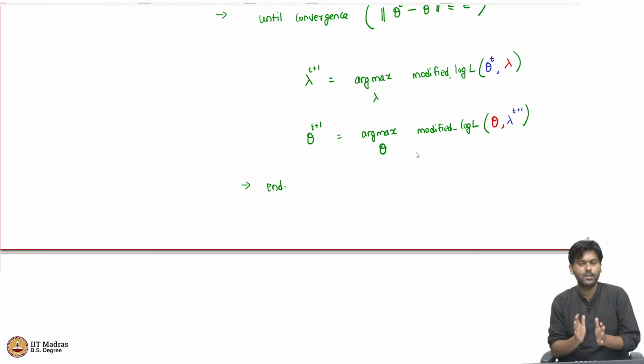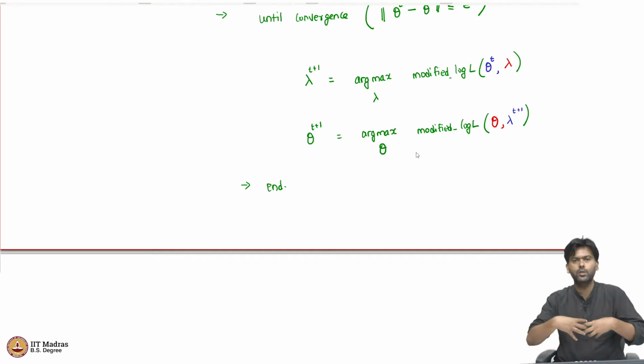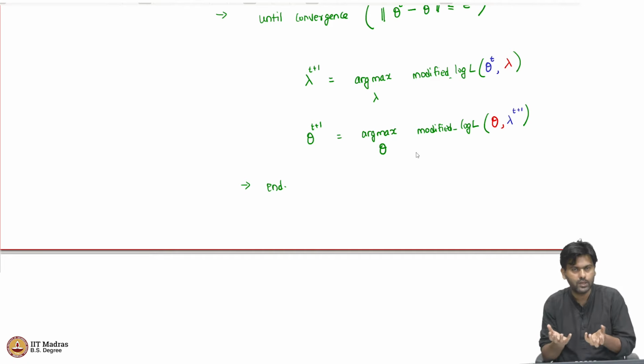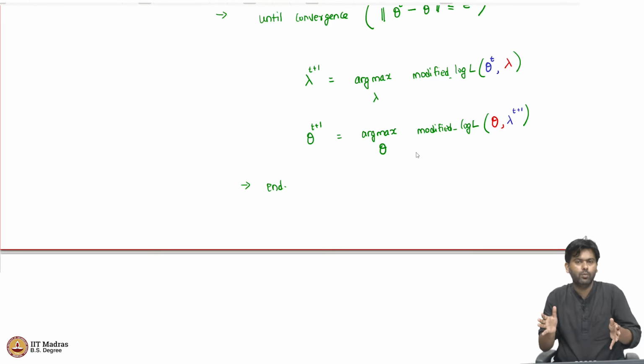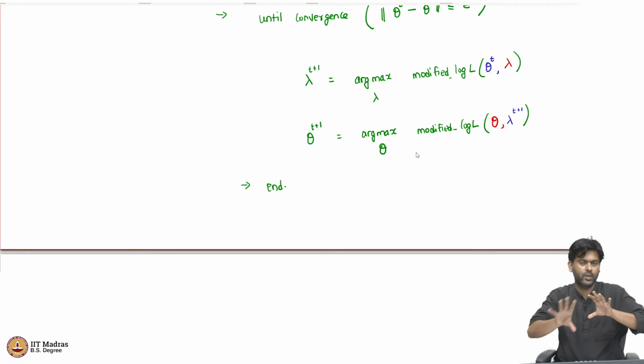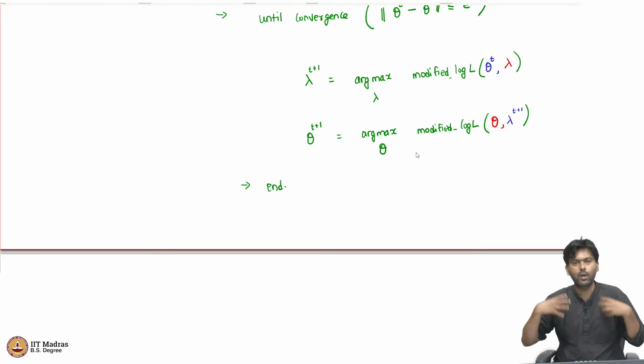So, the key insight is that by introducing these new parameters and using the power of Jensen's, you can split the problem into two parts, where fixing one and solving for the other is easy, and fixing the other and solving for one is easy, and you will now do this iteratively, keep going back and forth.